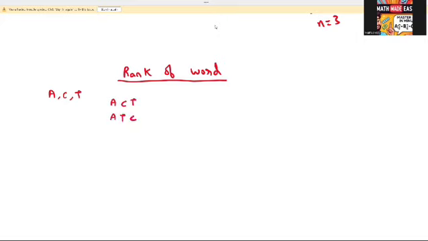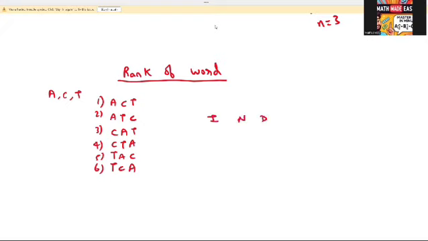ATC with or without meaning: CAT, CTA, TAC, TCA. I was able to make six words, and these are their rankings: rank 1, rank 2, rank 3, rank 4, rank 5, rank 6. It won't be very tough for me to do this because it's a limited number of letters, and I'm also having a limited number of words. But when it becomes more, it will become difficult. So for that, I've got a shortcut for you.